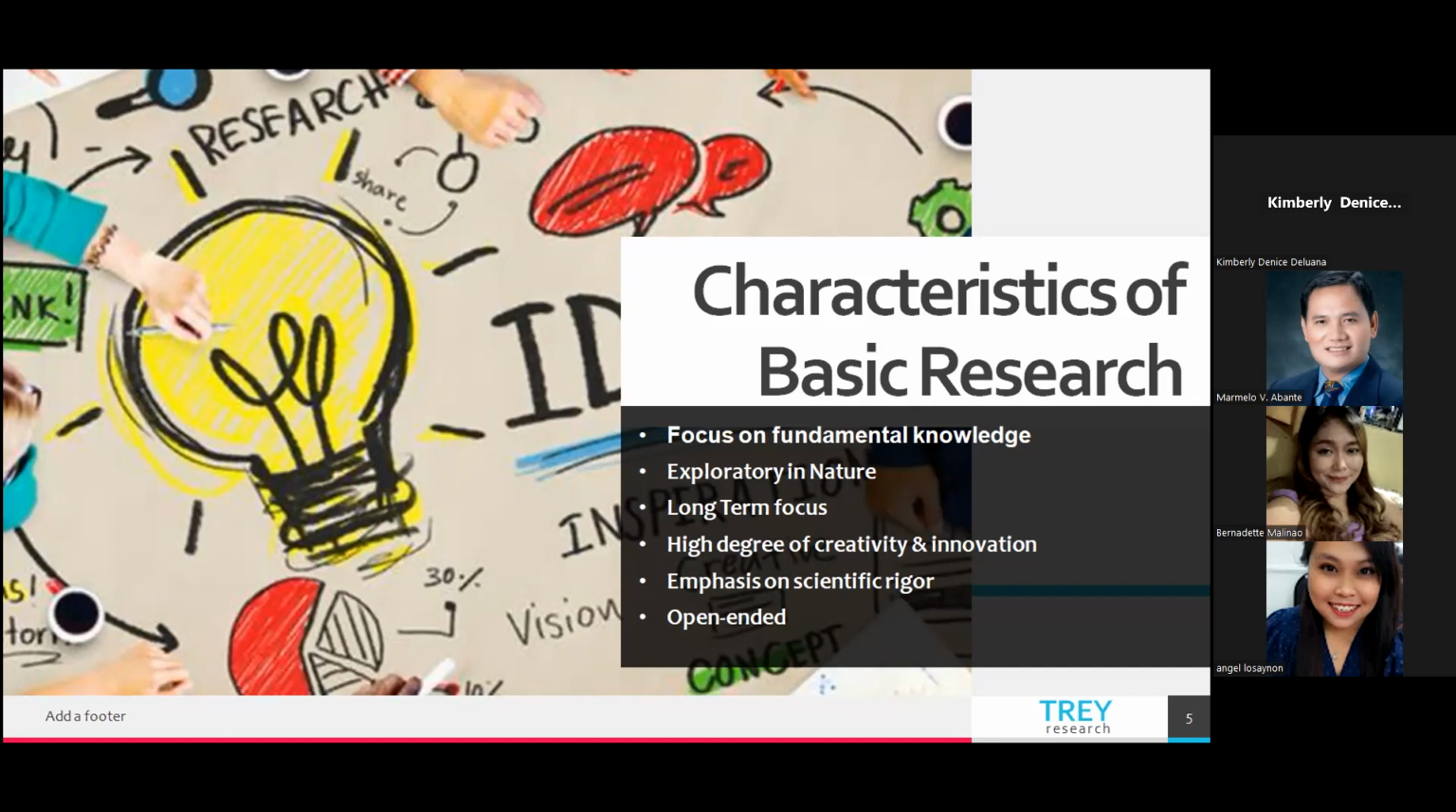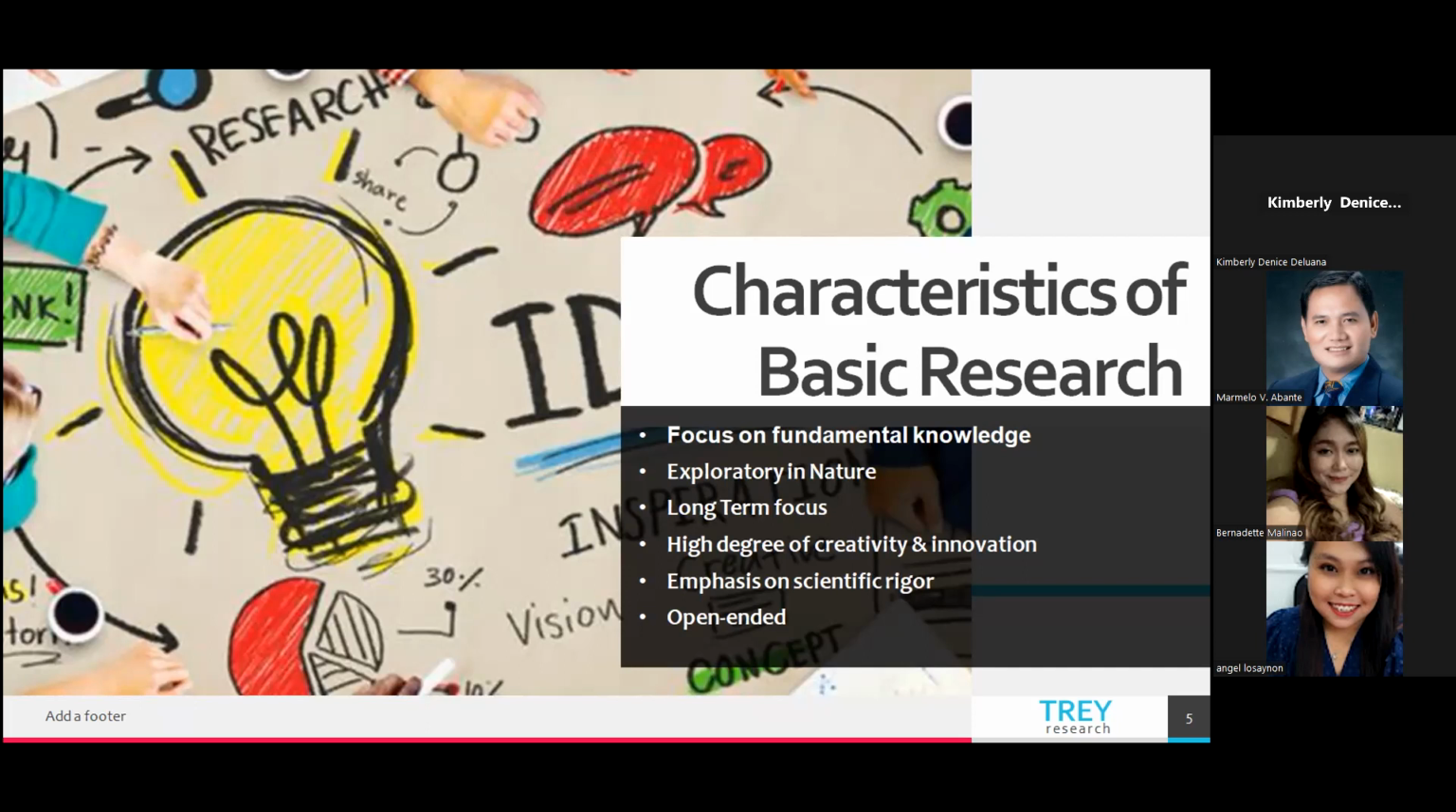Next is explanatory in nature. Basic research is often explanatory in nature, with researchers seeking to answer fundamental questions about how the world works, and also the research may involve conducting experiments, collecting and analyzing data, or developing new theories and hypotheses.